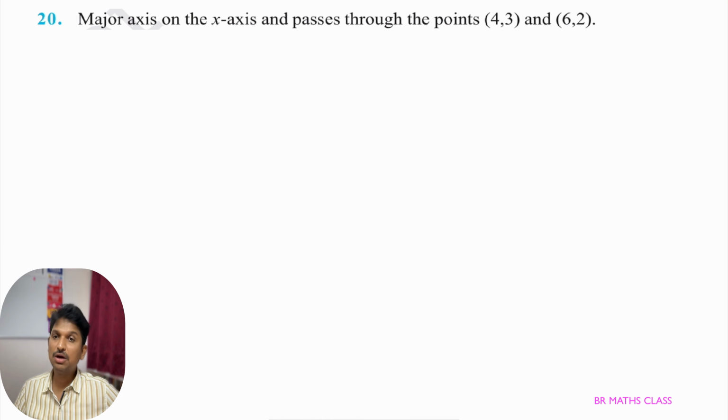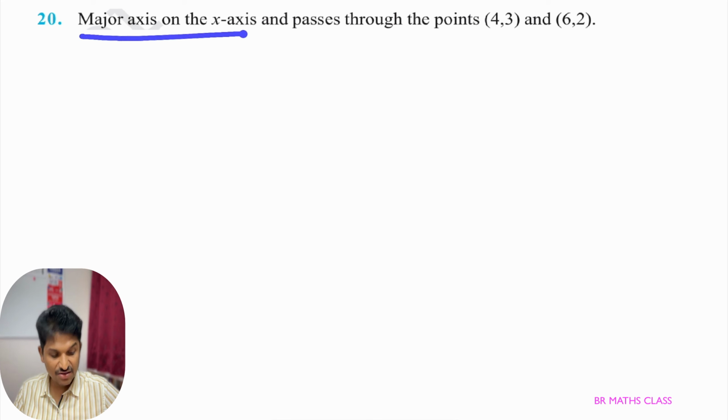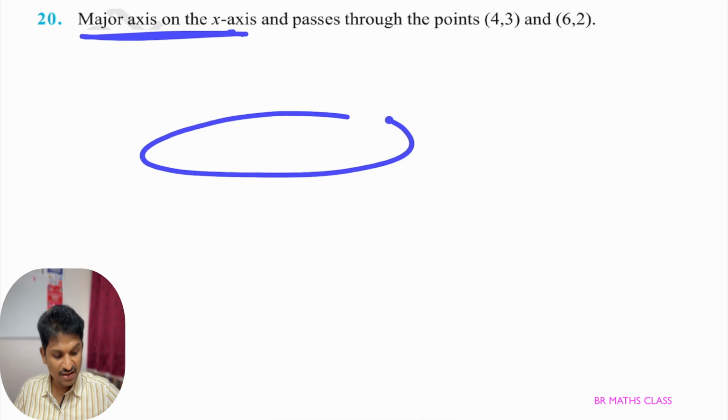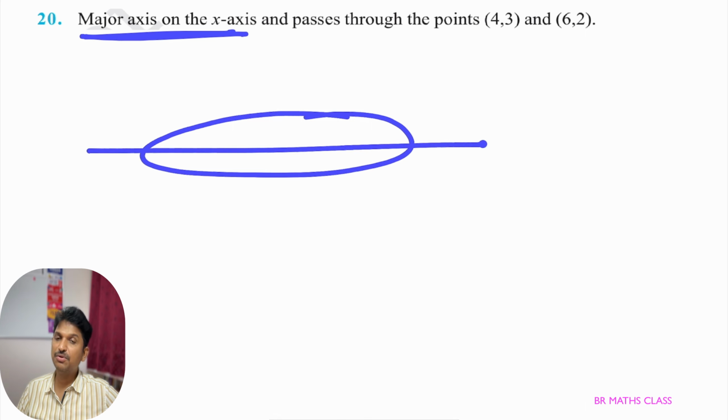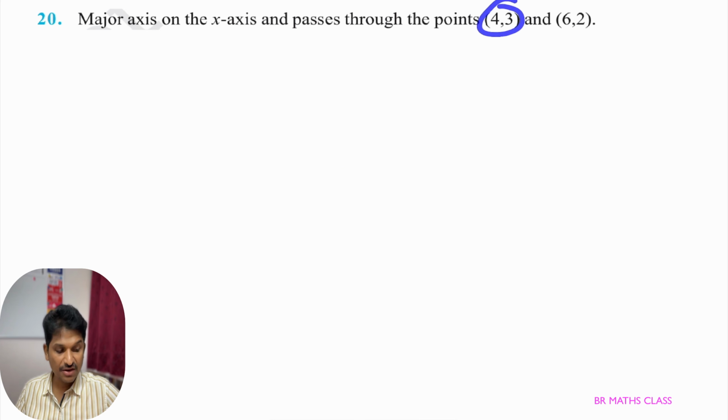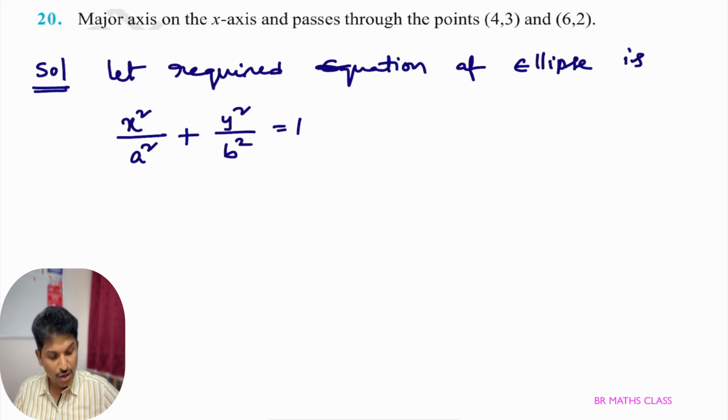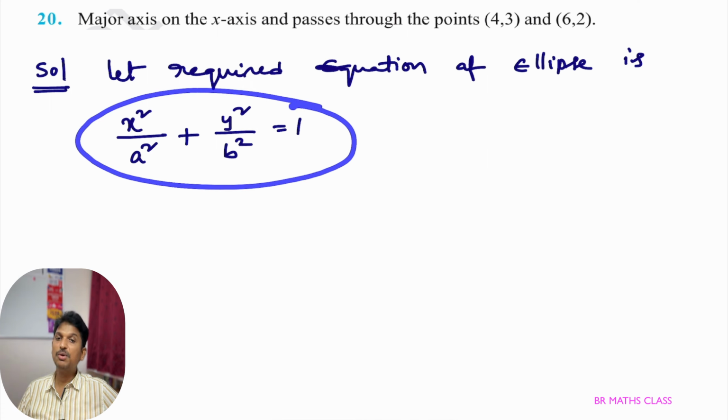This 20th question is also similar to the 19th question. In this, what they are saying is major axis is on x-axis. Major axis on x-axis means it comes like the first type of ellipse, but it's not going to be much useful in this problem. Passes through these 2 points. Let the required equation of ellipse be x square divided by a square plus y square divided by b square equal to 1.